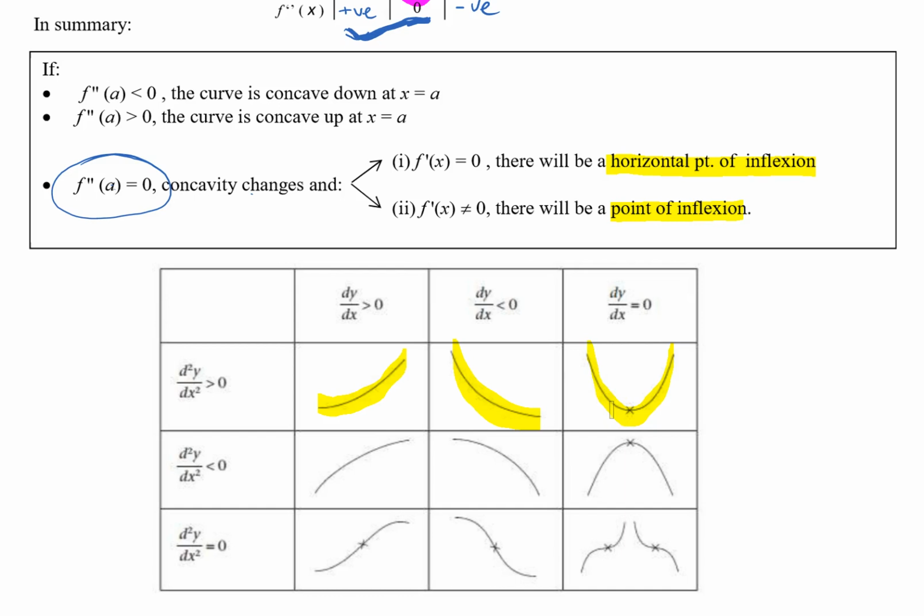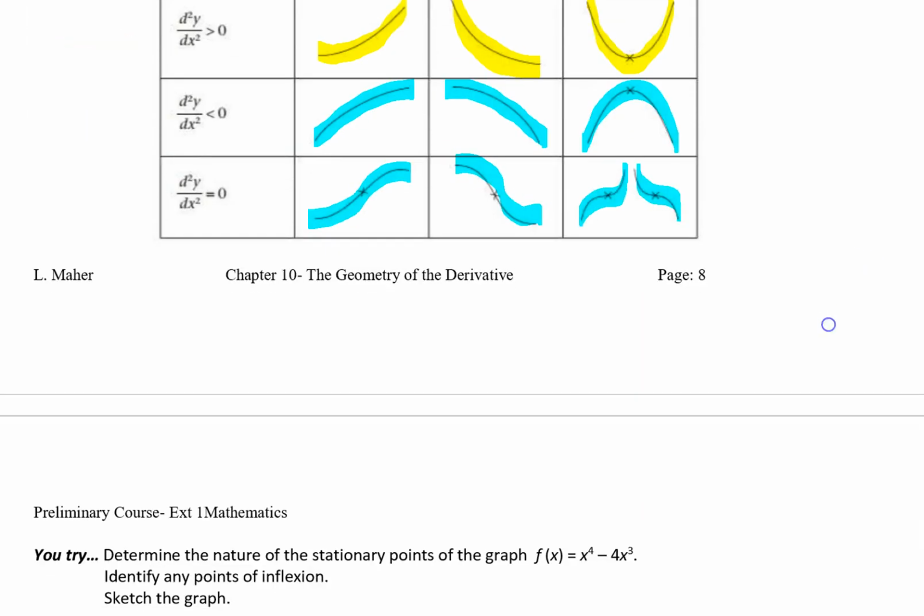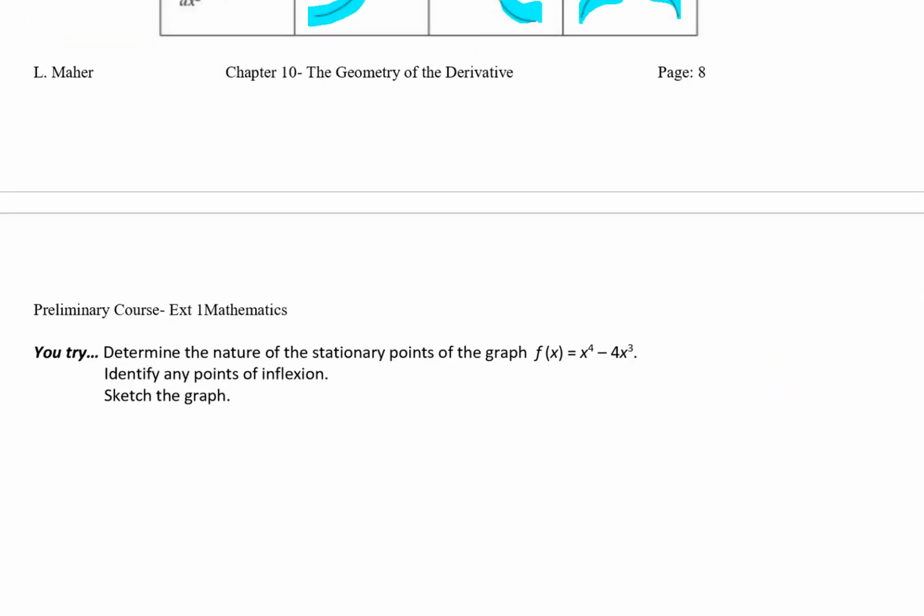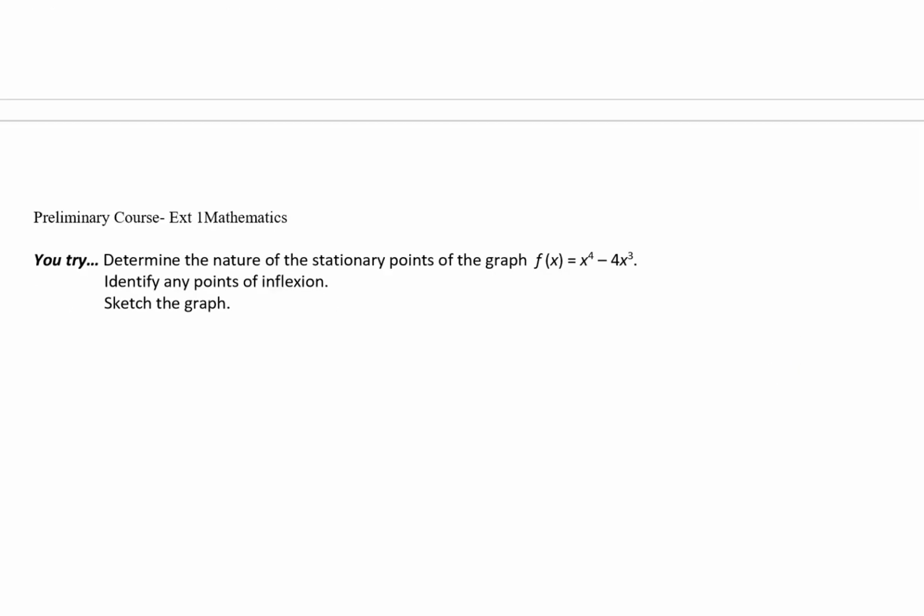And you can go through the second one. Second derivative is negative, so it's concave down, but it's increasing. This one is concave down and decreasing, and max. And as a point of inflection, we've got concavity changing, and these are horizontal points of inflection. I will stop the video there and do this example in the next video.